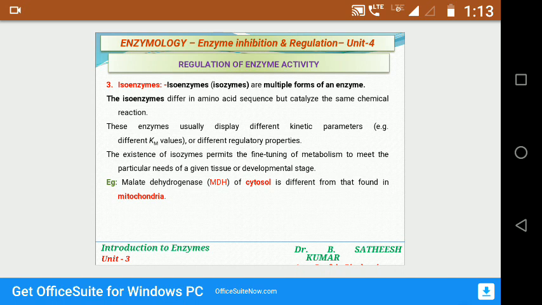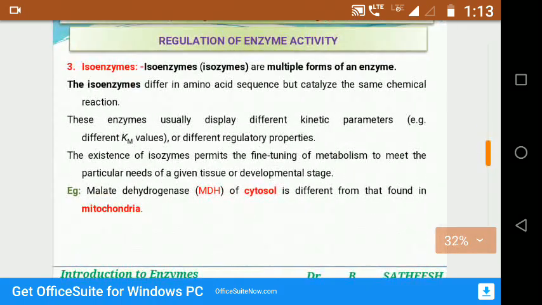So therefore they are all called the same enzymes, isoenzymes, but their amino acid sequence is different, and most of their kinetic behavior is also different. So they are called isoenzymes. They are similar only in terms of their reaction, and everything else is different. They are synthesized by different genes. They are called the isoenzymes.